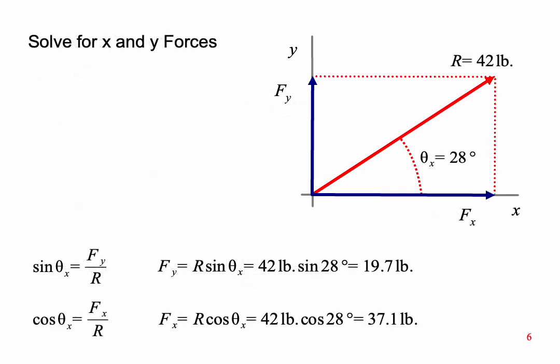We can go the other way too. Given the resultant force and the angle theta x, find components F sub x and F sub y using trig. First, use the sine function to solve for F sub y is 19.7 pounds. Next, use the cosine function to solve for F sub x is 37.1 pounds.